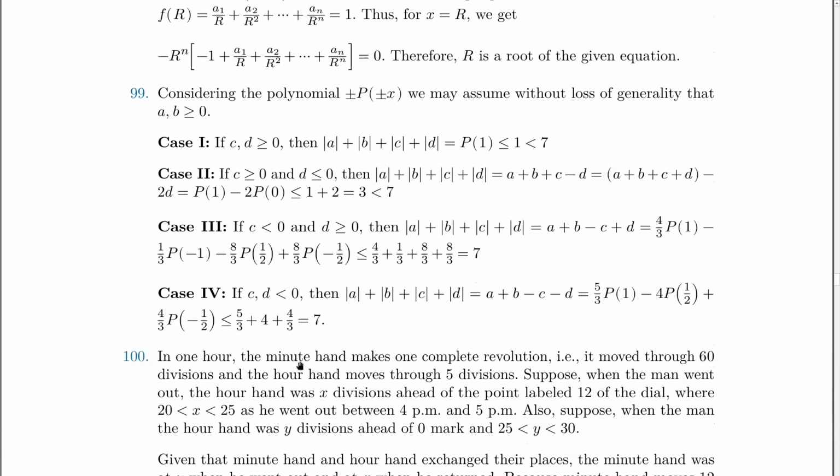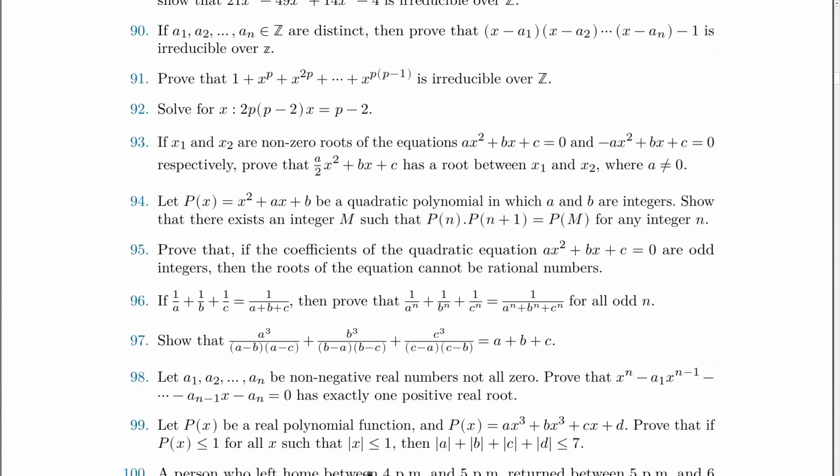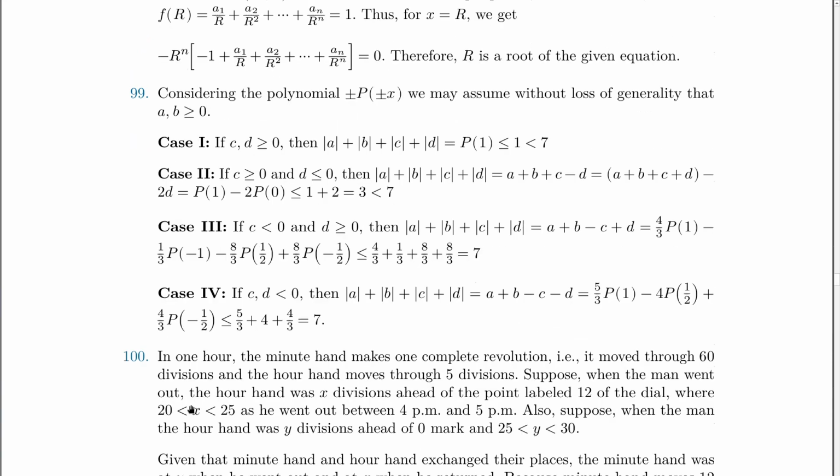So in 1 hour, the minute hand makes one complete revolution, that is, it moves through 60 divisions, and the hour hand moves through 5 divisions. Suppose when the man went out, the hour hand was x divisions ahead of the point labeled 12 of the dial, where 20 is less than x less than 25. The reason is he went between 4 and 5, and there are 5 divisions, so 5 into 4 is 20, and 5 into 5 is 25. So the hour hand will be at such a division x that it is between 20 and 25.